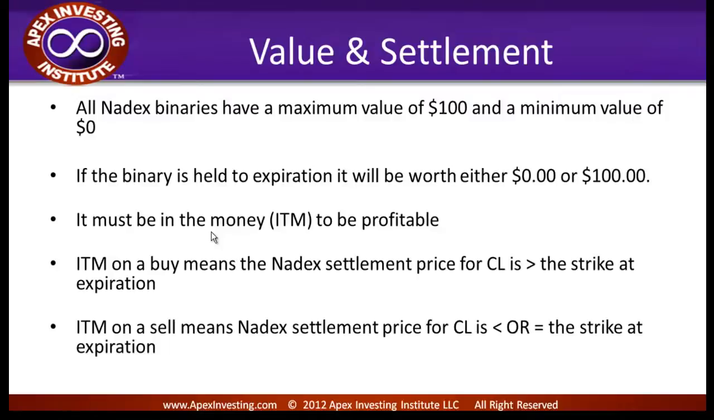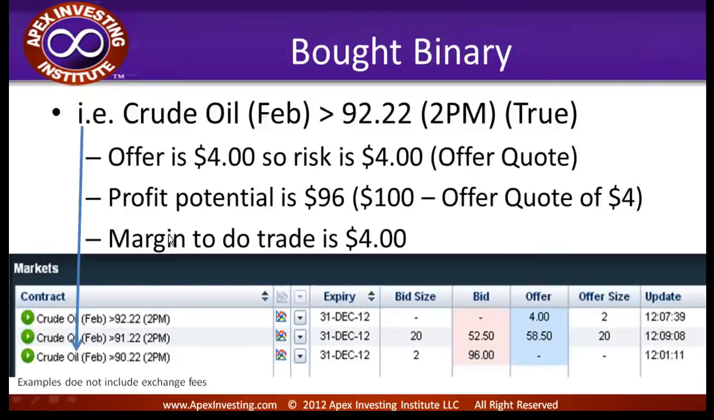So an in the money binary on a buy means that the Nadex settlement price for the CL futures contract is greater than the strike at expiration. And in the money on a sell means that the Nadex settlement price for CL is less than or equal to the strike at expiration.